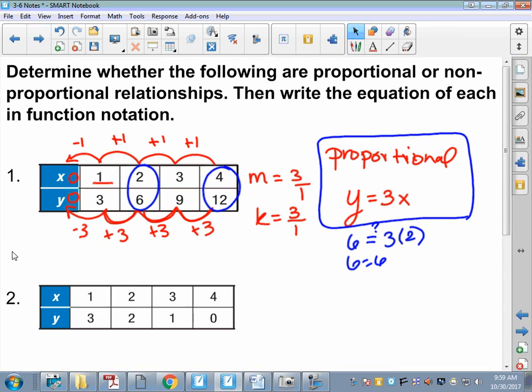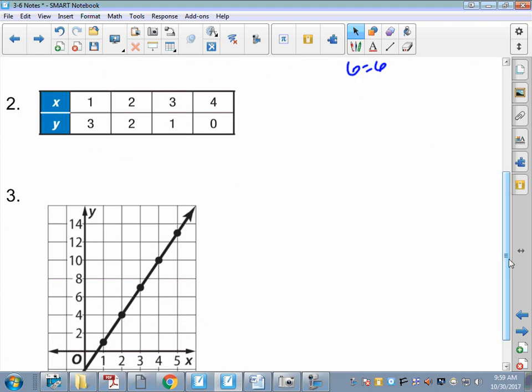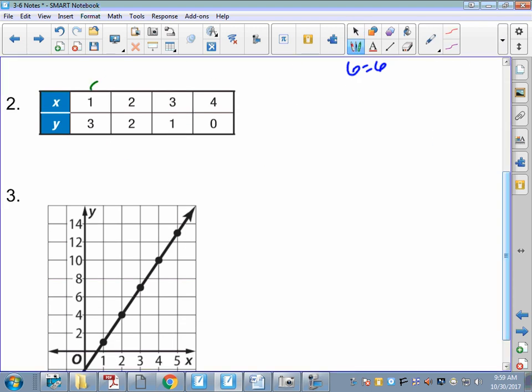For the next problem, if you look at number 2 here, my x values are increasing by 1 each time. My y values are decreasing by 1 each time. And so that's constant. So I can say that my constant rate is -1 because it's a negative, my y value over my x value is -1 over 1. My change in y over my change in x, right? And so I do have a constant. I just don't know if it's going to be proportional or not.